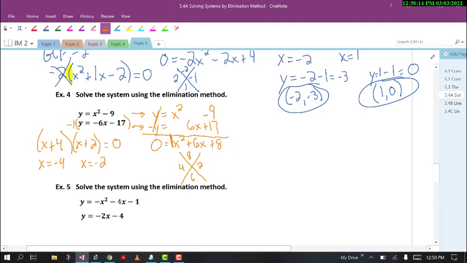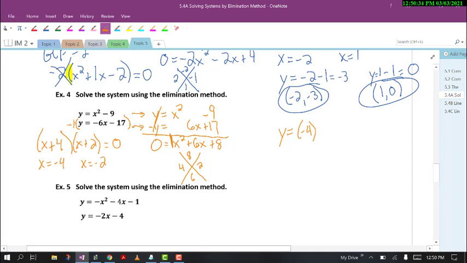Kind of skip some steps. If you really need to see those, you can ask me in class or email me, but hopefully that's pretty straightforward. So we got our x's. We need to substitute them in for the y's, or for the x's. And either equation is fine. I'm actually going to use the first one this time, because why not?